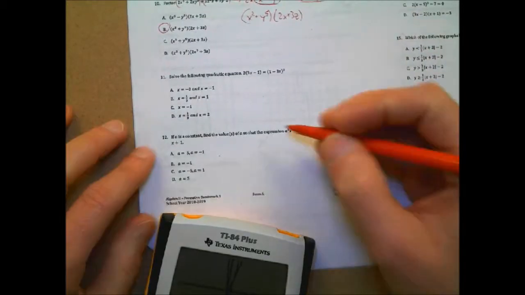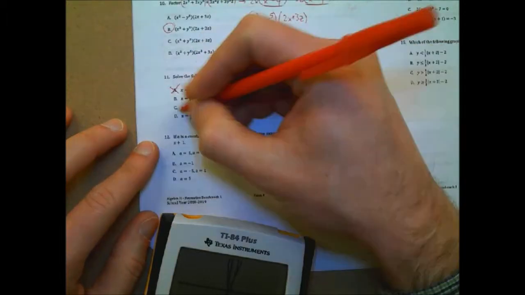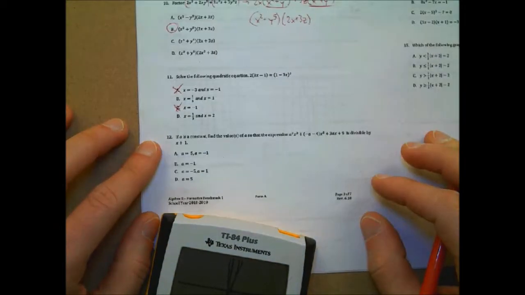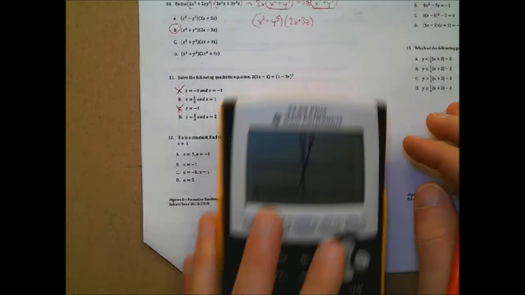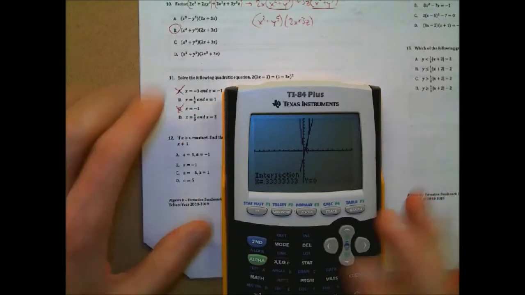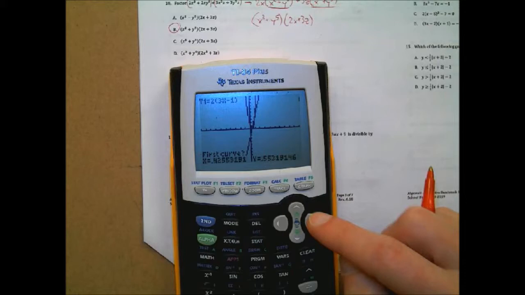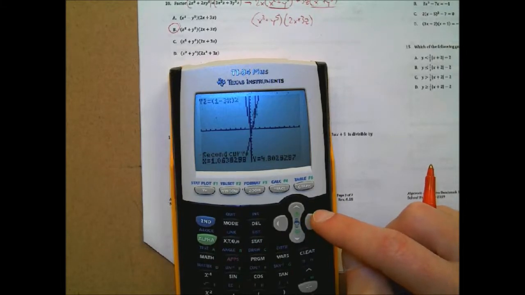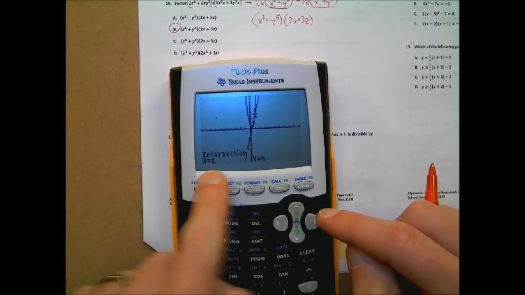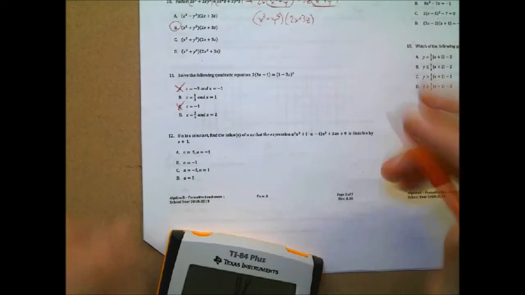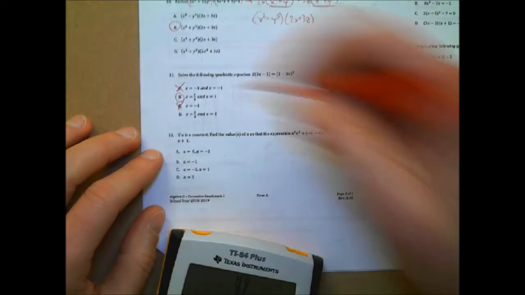So that means A cannot be it and C cannot be it because neither of those have 1/3 as an answer. All right, now I just need to figure out if I intersect at 1 or if I intersect at 2. So second trace, intersect again. I'm going to go a little bit further to the right here and hit enter, enter, enter. And I get 1, 4 is my other solution point. So it's letter B that has the 1/3 and the 1.